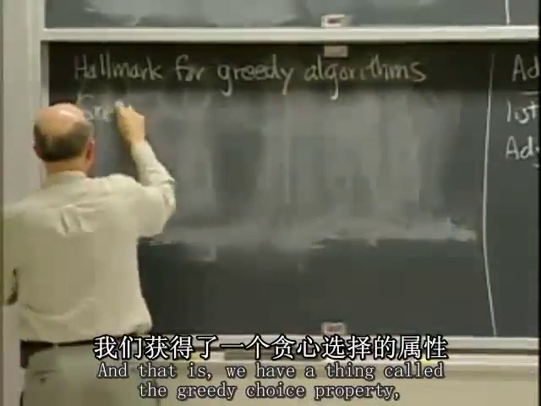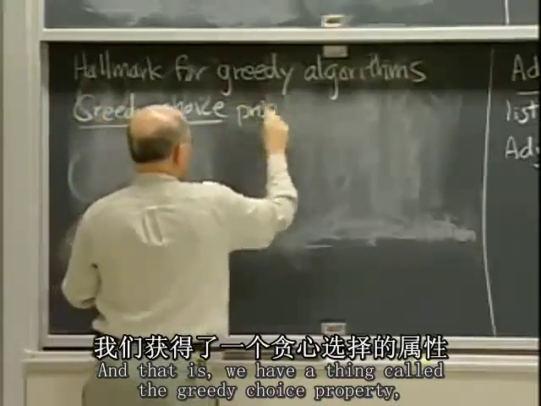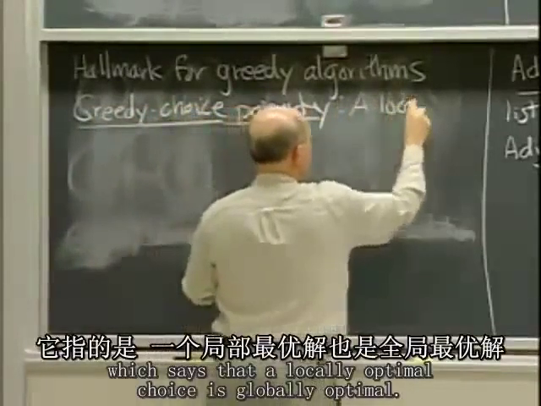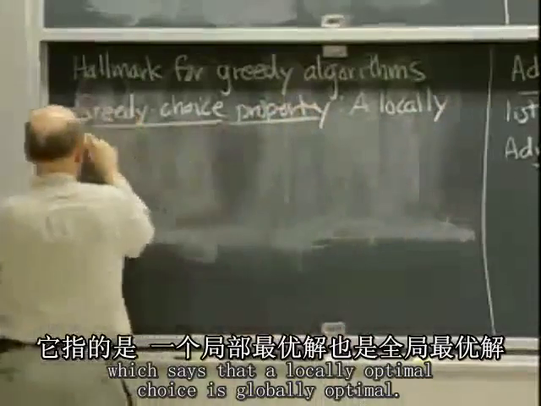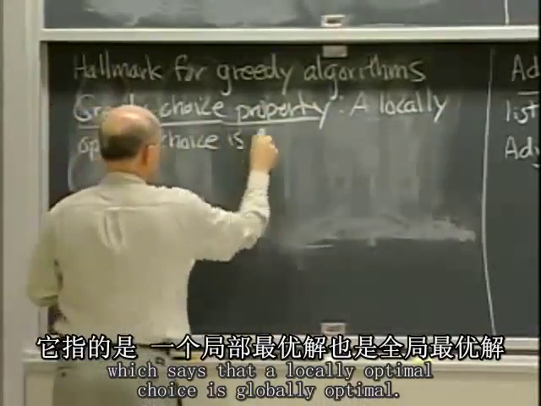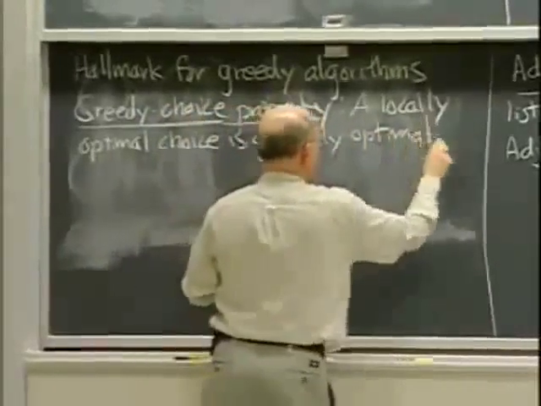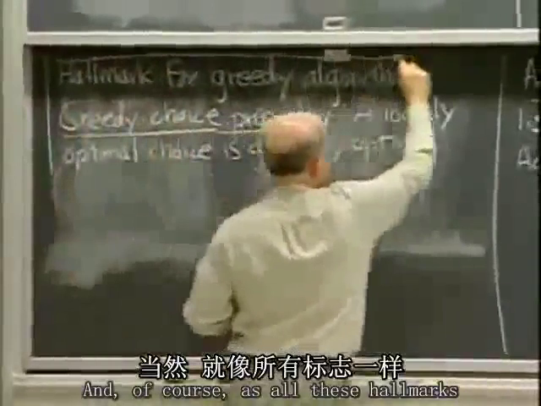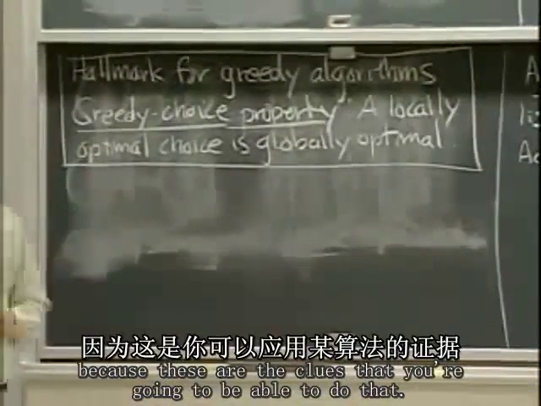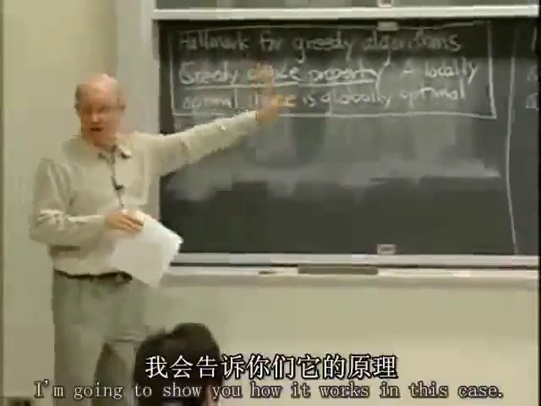That is, we have a thing called the greedy choice property, which says that a locally optimal choice is globally optimal. Of course, as with all these hallmarks, this is the kind of thing you want to box, because these are the clues that you're going to be able to do it. So we have this property that we call the greedy choice property. I'm going to show you how it works in this case.